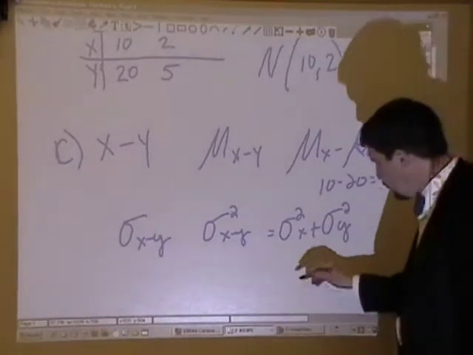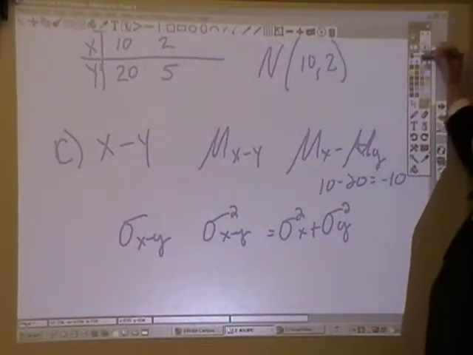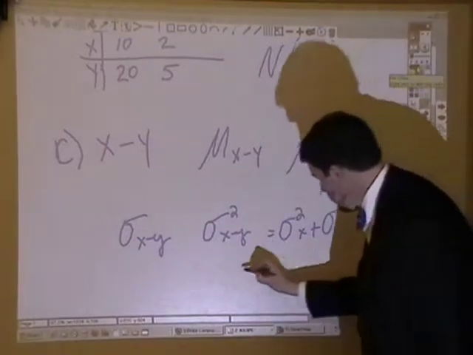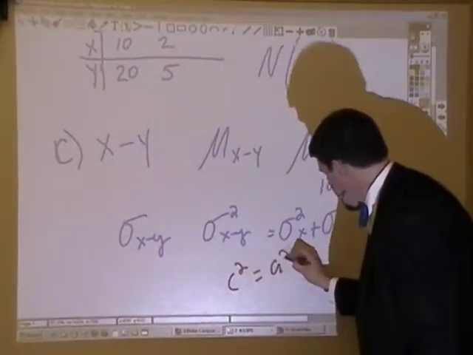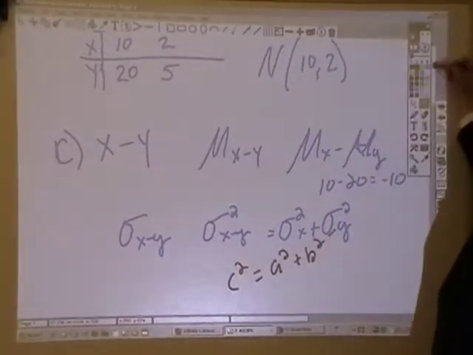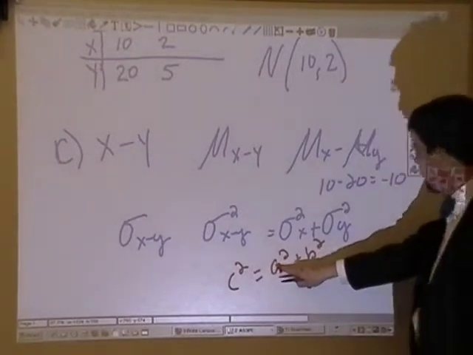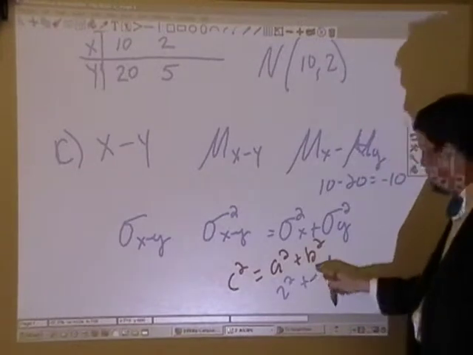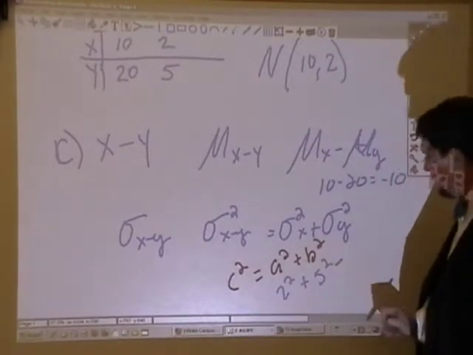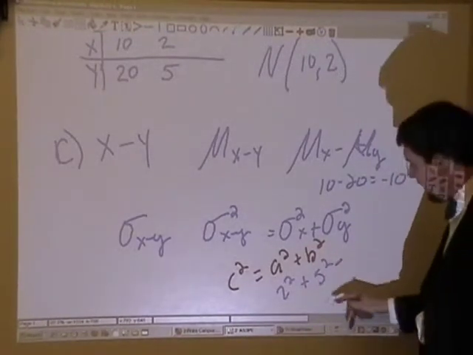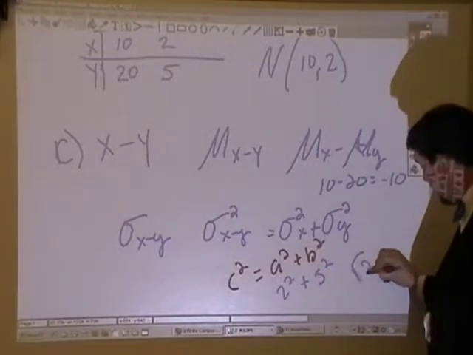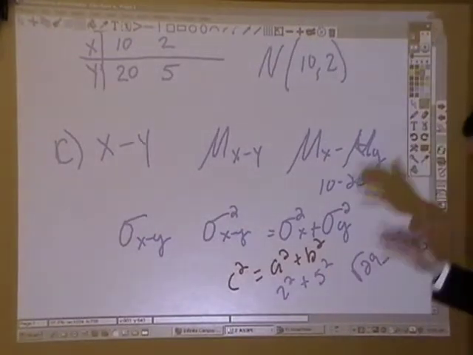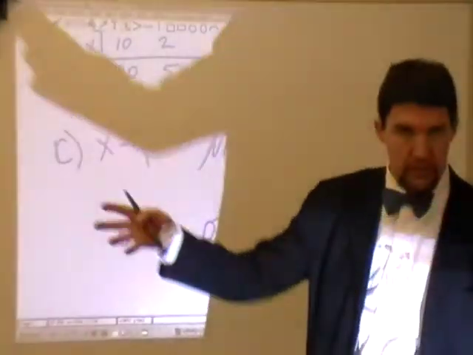So again, just like before, c squared is equal to a squared plus b squared. Standard deviation squared is going to be 2 squared plus 5 squared. Again, I'm going to get 29. It's the square root of 29. It's the exact same answer. Fancy that.